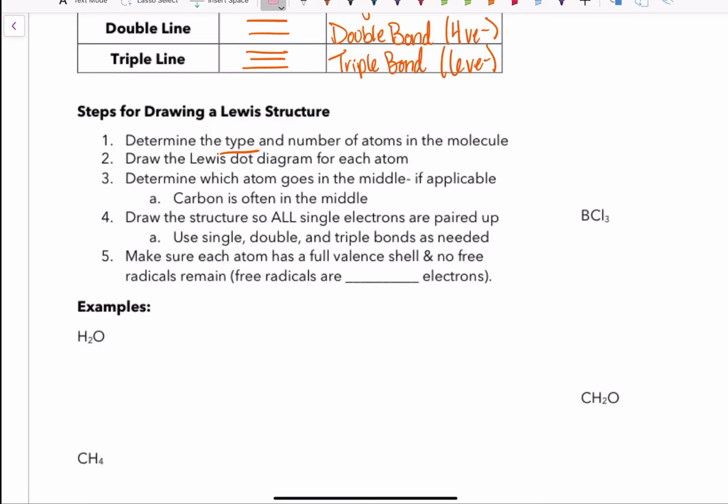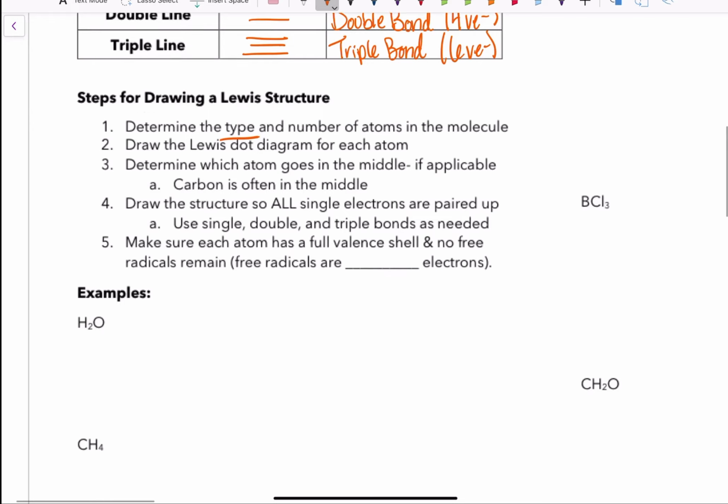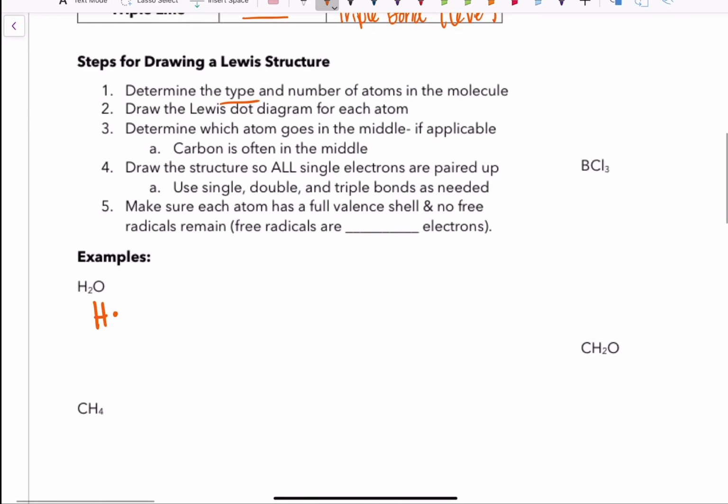The next thing we would do would be draw a Lewis dot diagram for each atom. So we've got 2 hydrogens, and we have 1 oxygen. The next thing that we have to do is figure out which one goes in the middle. If carbon is around, carbon will go in the middle. Carbon loves to be the center of attention. It is in the middle of everything. However, if that's not the case, whatever has the most single valence electrons goes in the center, which means oxygen is going to go in the center.